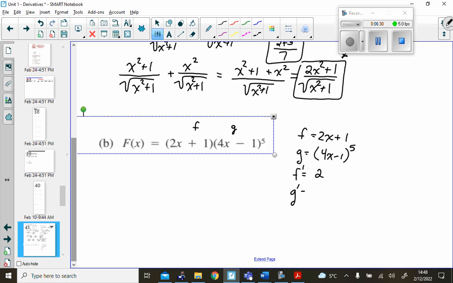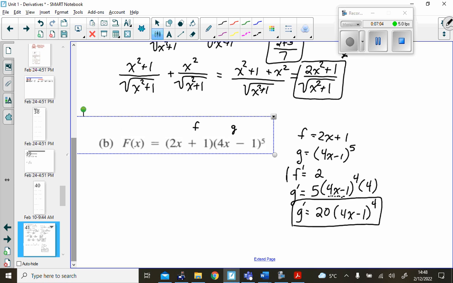The derivative of g, g prime, however, is going to require us to use chain rule. Drop the power down, 5. Keep the bracket the same. Subtract 1 from the power, times the derivative of what's in that bracket, most often forgot, big, times by 4. So I'll reorder that. 4 times 5, 20, bracket, 4x minus 1 to the 4th. This is my g prime. Here's f prime. Here's f. Here's g.